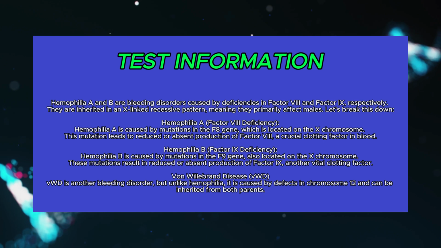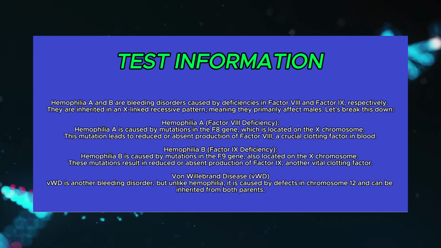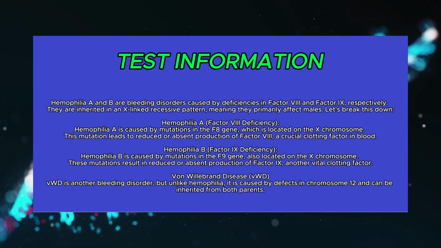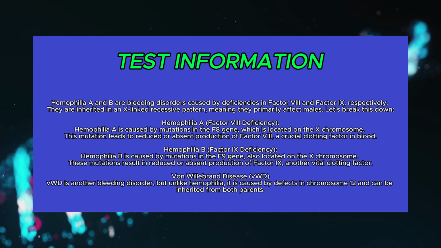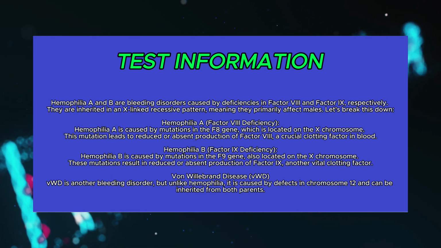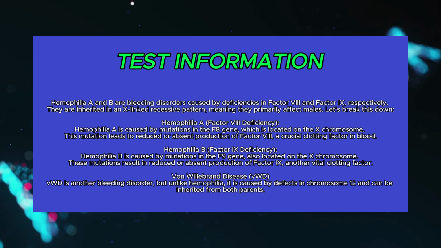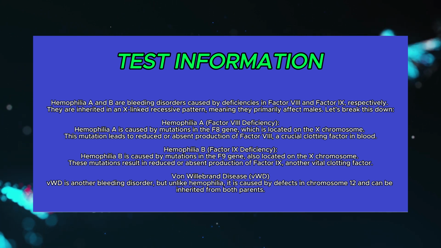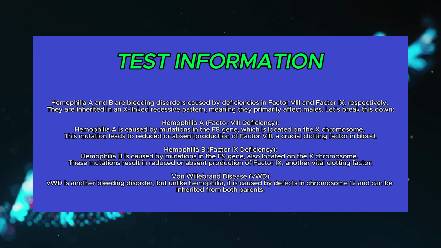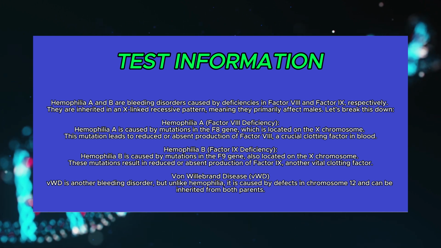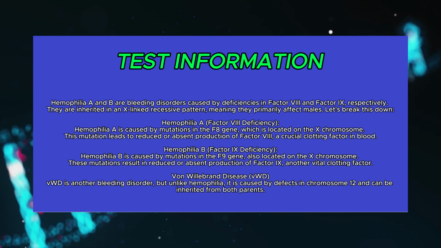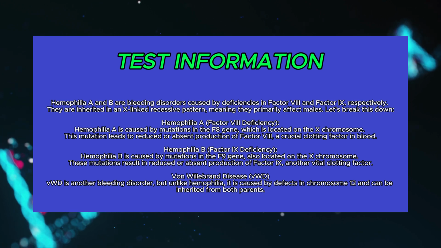Hemophilia A is caused by mutations in the F8 gene, which is located on the X chromosome. This mutation leads to reduced or absent production of Factor VIII, a crucial clotting factor in blood. Hemophilia B. Hemophilia B is caused by mutations in the F9 gene, also located on the X chromosome. These mutations result in reduced or absent production of Factor IX, another vital clotting factor.